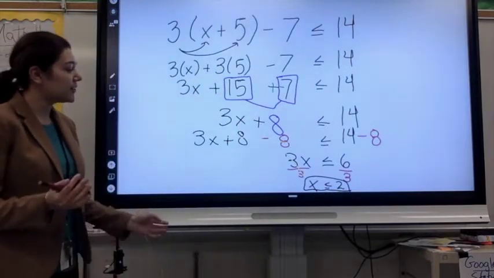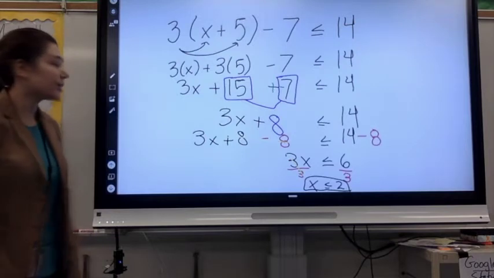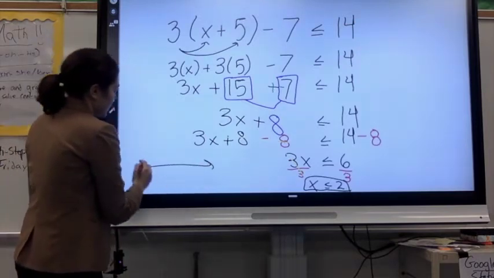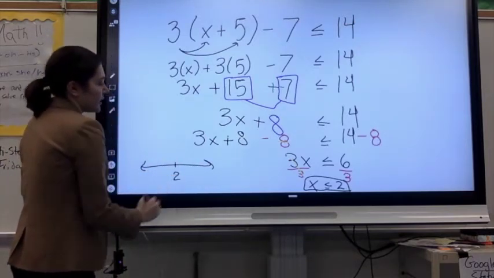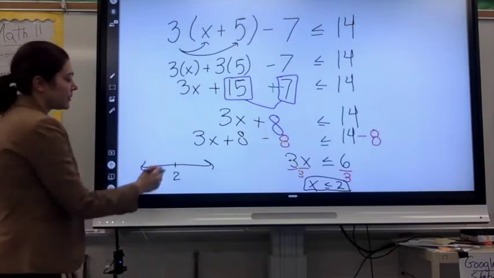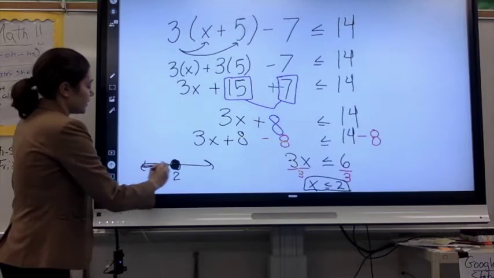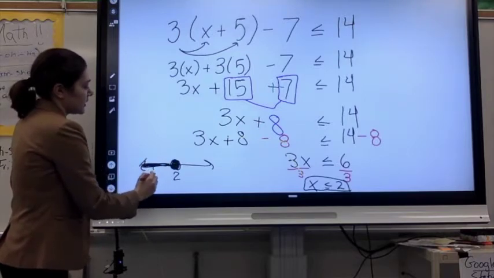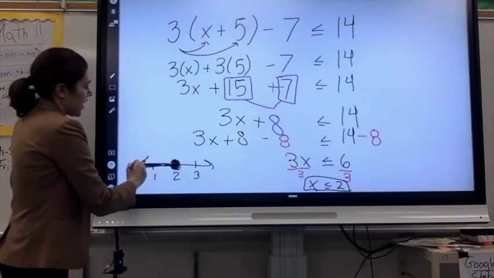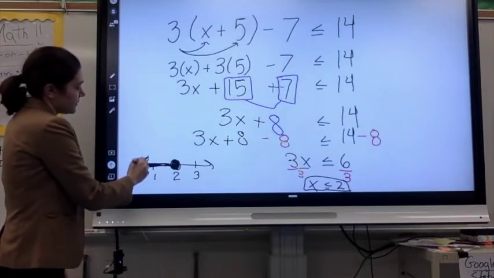So any number x that's less than or equal to 2 is going to be my solution. And for graphing that, less than or equal to is going to be a closed point pointing to the left, where numbers get smaller, where numbers are less than 2.